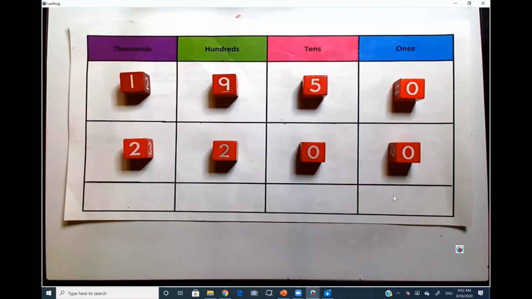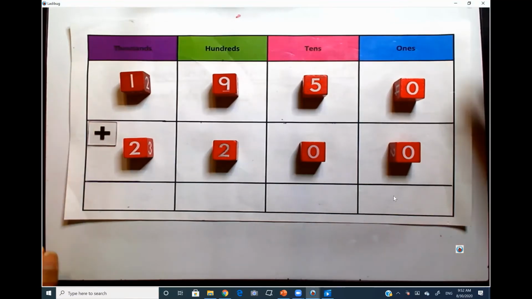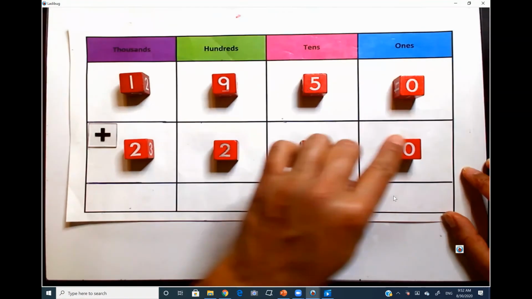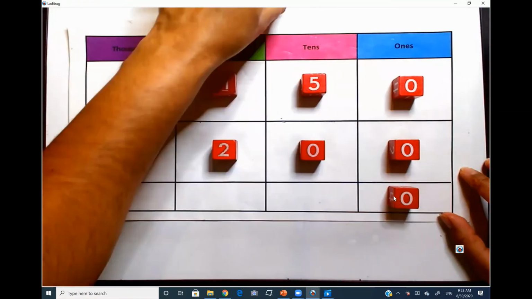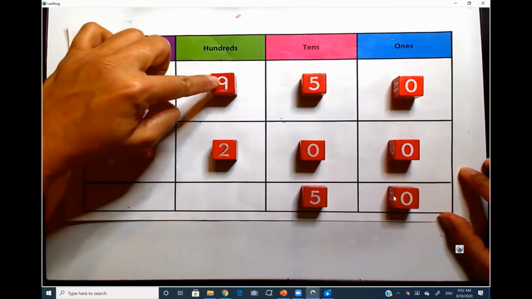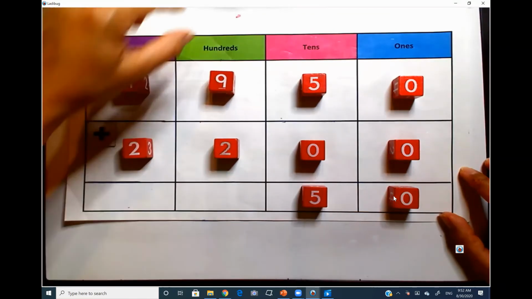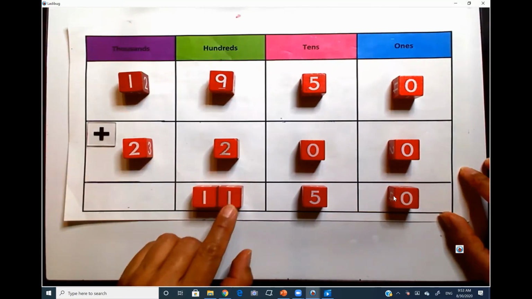When adding two numbers, always remember to start in the ones. So 0 ones plus 0 ones makes 0 ones. 5 tens plus 0 tens makes 5 tens. 900 plus 200 makes 1,100. And one more time, every time we have more than 10, we have to regroup.